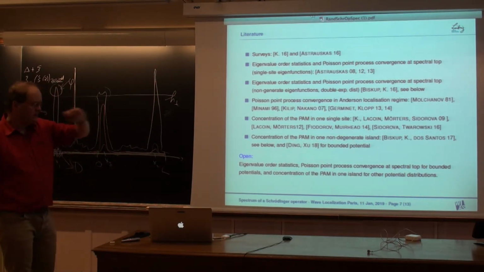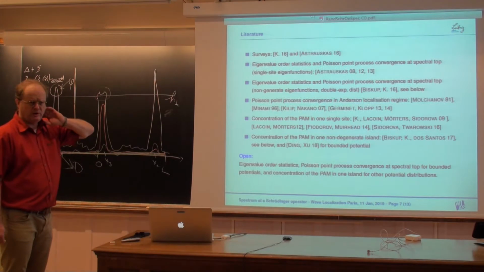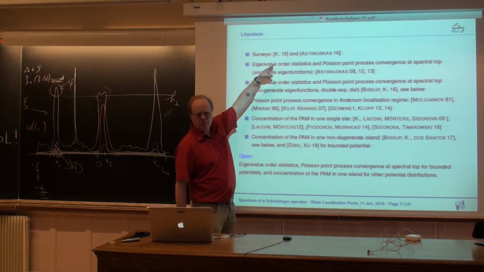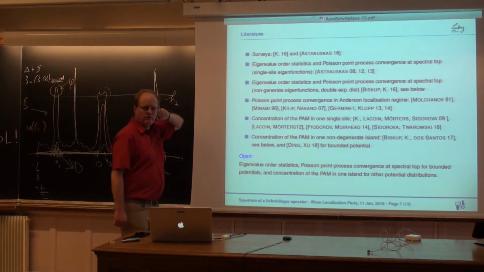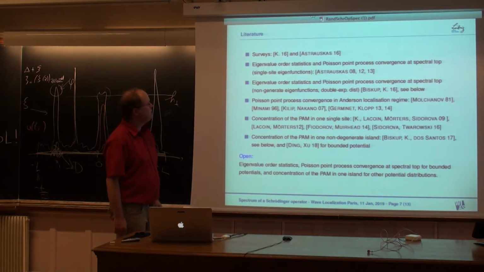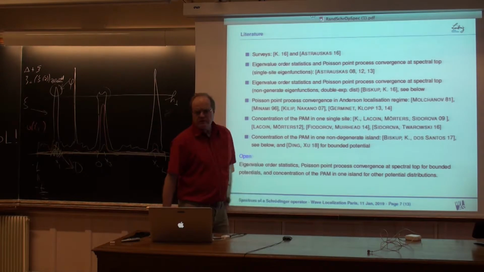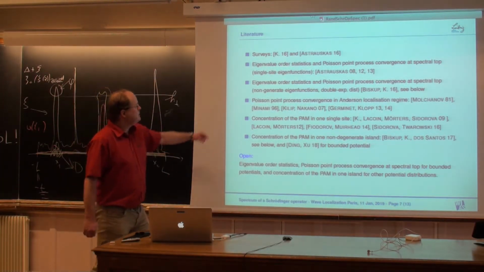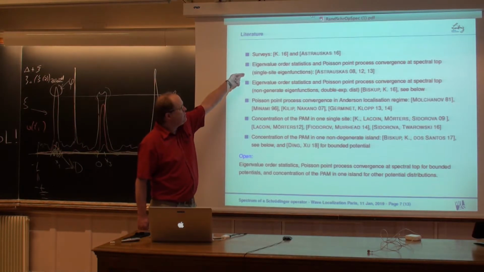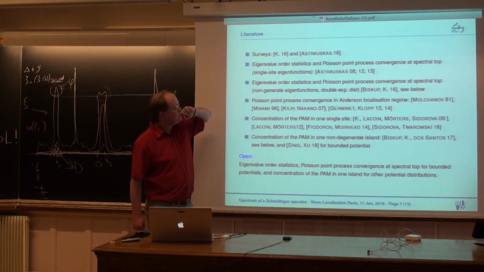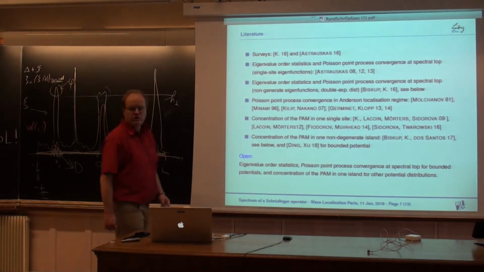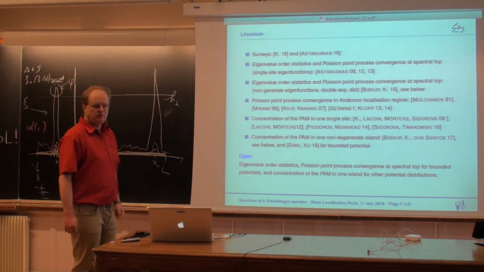So this class is one of 4 important classes. There are surveys. I wrote a book which is more or less an extended survey of everything about the parabolic Anderson model. And Astrauskas did this about the same time as well. And he did also eigenvalue order statistics and Poisson point process convergence for those distributions which lead to single point peaks.